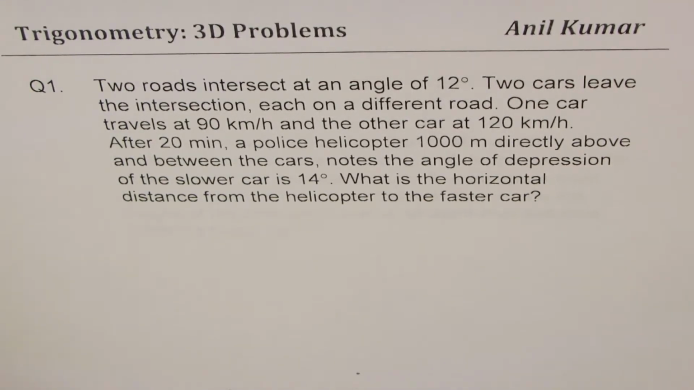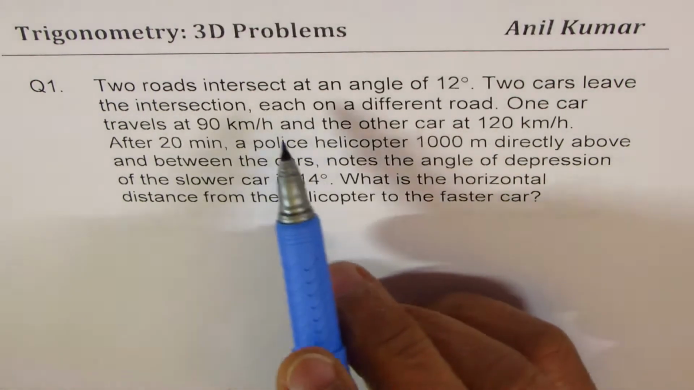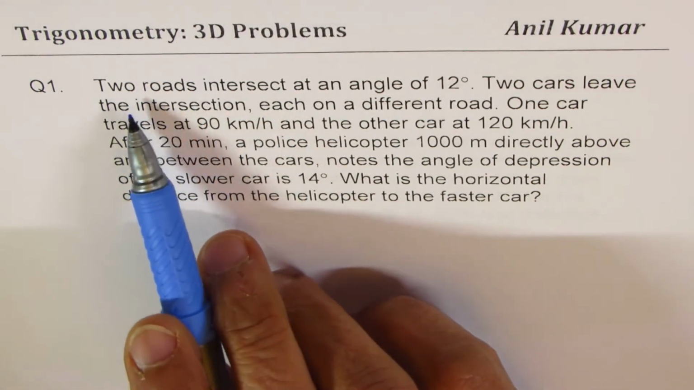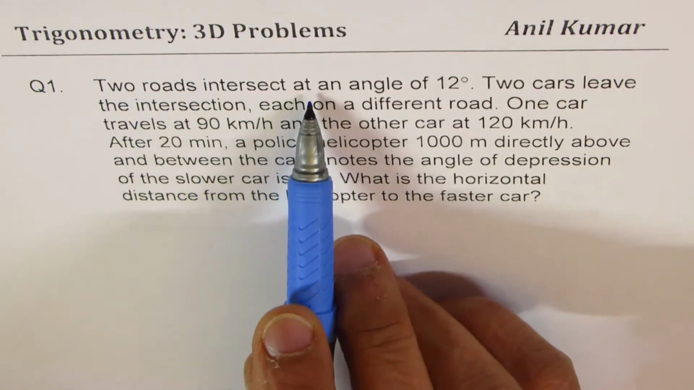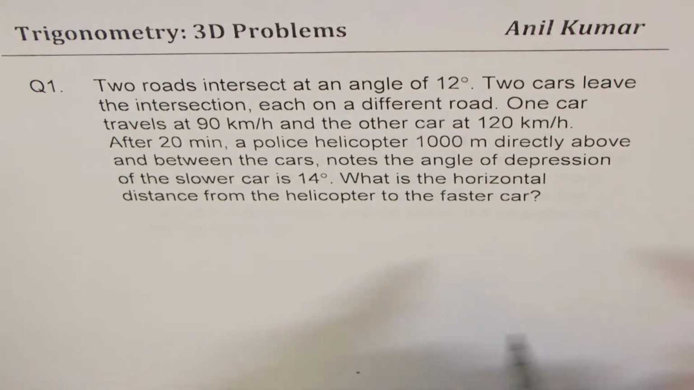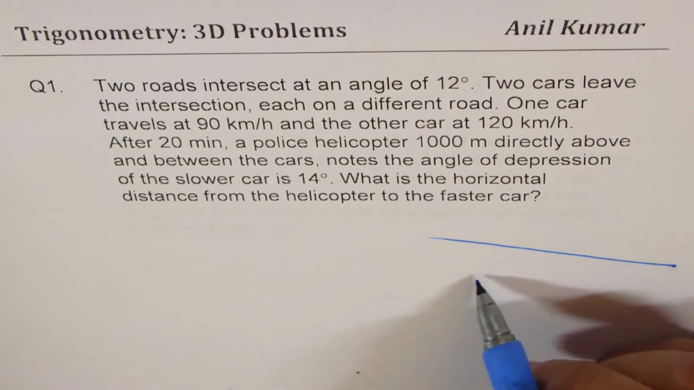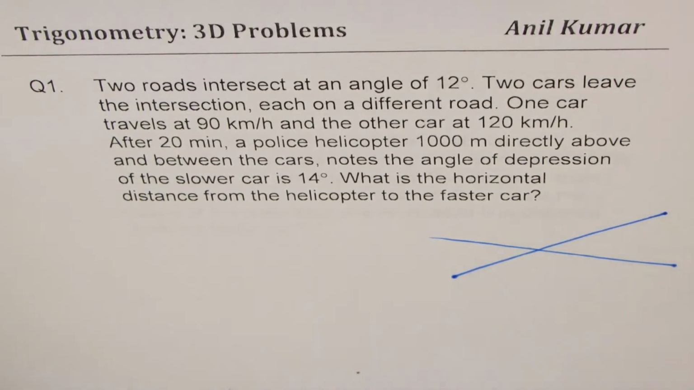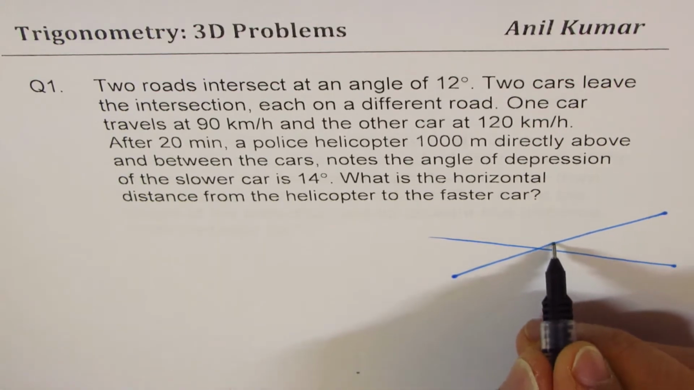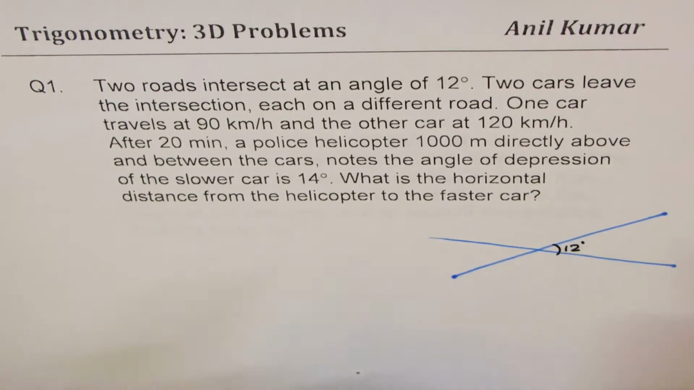It's kind of a complicated question. I'd like you to pause the video, read the question, understand, solve, and then look into my suggestions. Now let's try to sketch a diagram and then figure it out. So we have two roads intersecting at an angle of 12 degrees. So let's say these are the two roads which are intersecting at an angle of 12 degrees. So this angle here is given to us as 12 degrees.